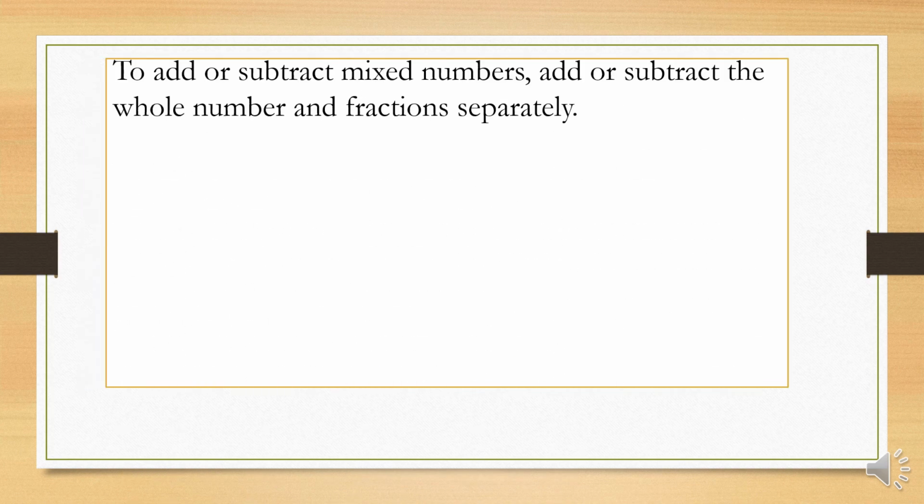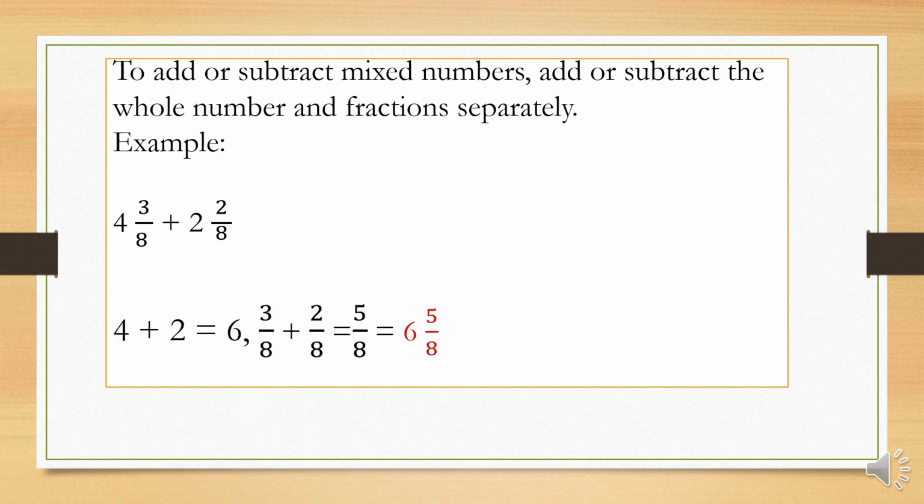To add or subtract mixed numbers, add or subtract the whole number and fractions separately. Example, 4 and 3/8 plus 2 and 2/8. Let's add first the whole number. 4 plus 2 equals 6. Then let's add also the fractional part. 3/8 plus 2/8. Let's add the numerator. 3 plus 2 equals 5 and copy the denominator 8. So the final answer is 6 and 5/8.